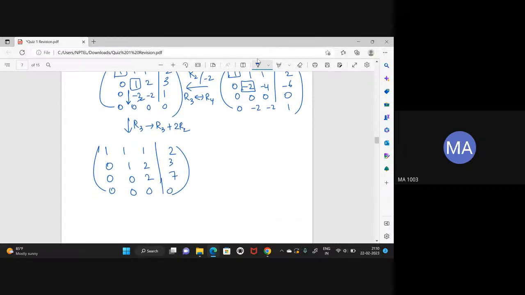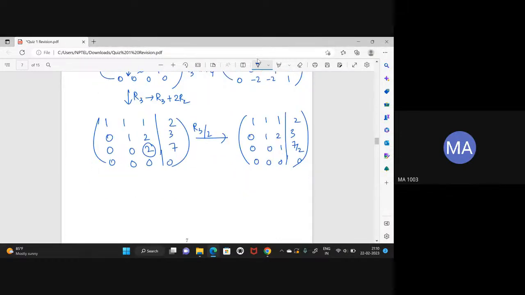0. So have we reached row echelon form? No, ma'am. You have to divide R3 by 2. R3 by 2. So 1, 1, 1, 2, 0, 1, 2, 3, 0, 0, 1, 7 by 2, 0, 0, 0, 0. Okay. So, how many solutions? Unique solution, ma'am. All the variables are dependent, which means there's going to be a unique solution, right?